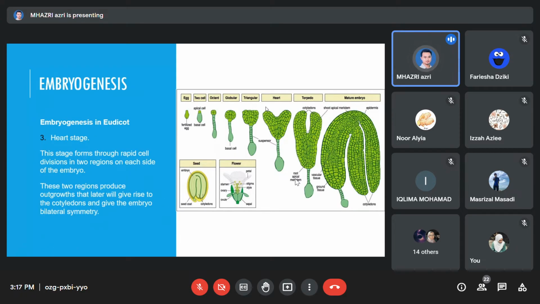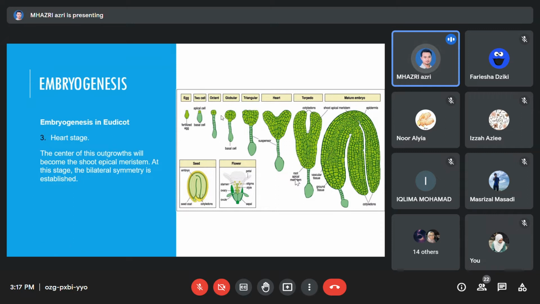Heart stage, okay, the third stage, heart stage. Why it's named, the nama dia heart stage? Sebab dia punya bentuk macam heart ni, okay, kalau nampak. So ini nanti akan jadi cotyledons. So dia akan jadi dicotyledons, dia akan jadi 2 dicots. So this stage forms through rapid cell divisions of 2 regions on each side of the embryo. So these 2 regions produce outgrowth that later will give rise to cotyledons and give the embryo bilateral stage, okay.